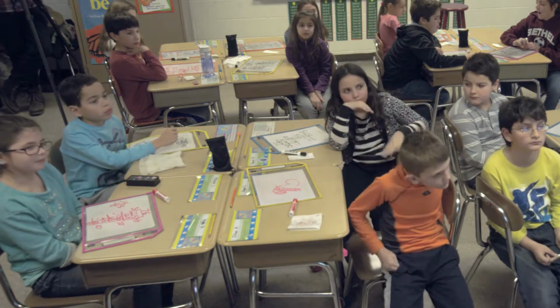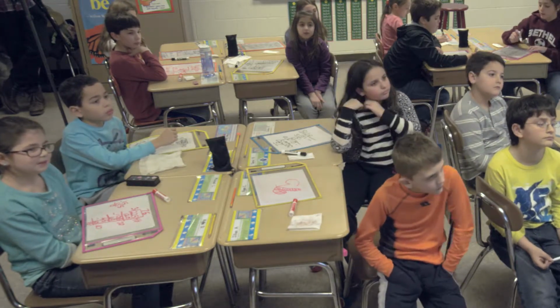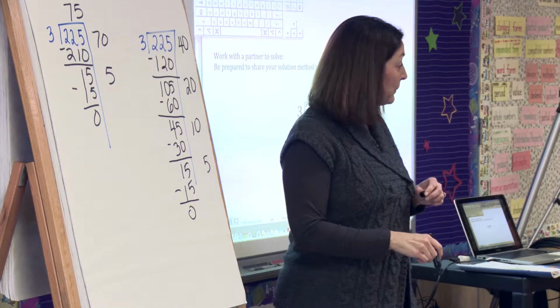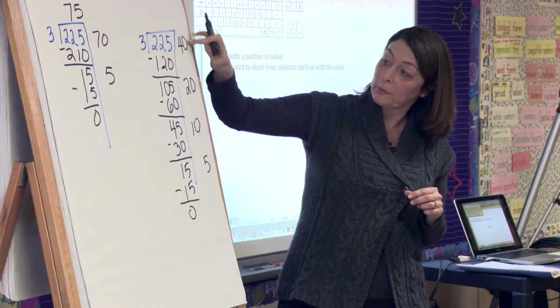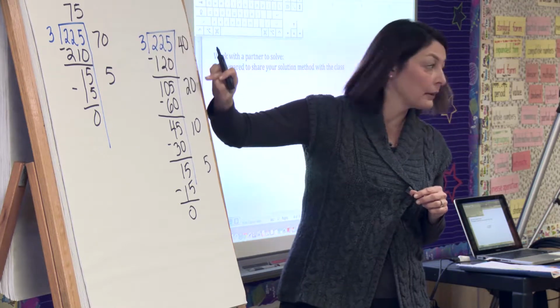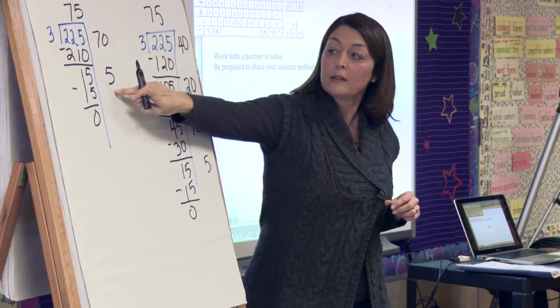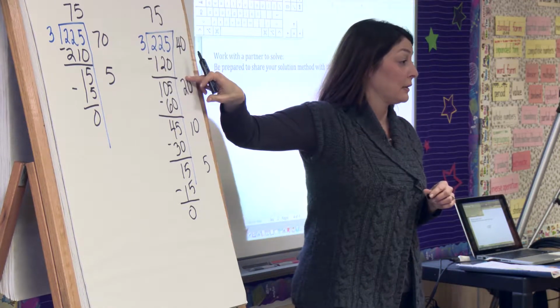You put a 5 here because you're going to take 5 threes away, and now you're left with nothing, right? And so what's your quotient? 75. Same answer, different steps.